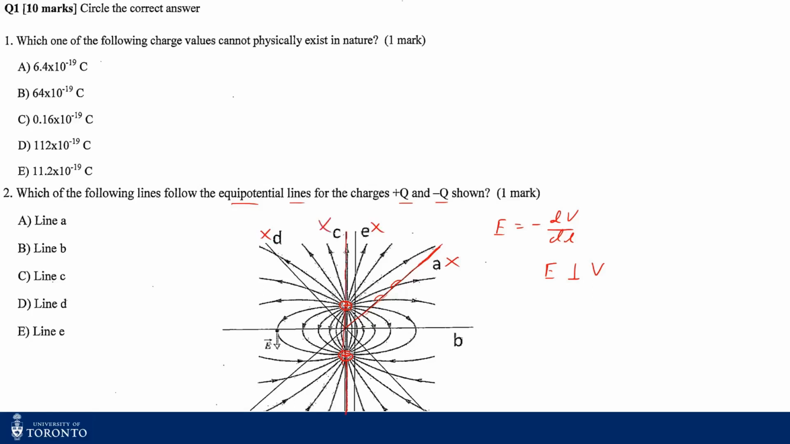Now for line number B, you see that the equipotential line is along the origin of this dipole, through the center of these two charges. Now here you see at these points, the electric field lines are always perpendicular to this line. So you see that only option number B can be your equipotential line.